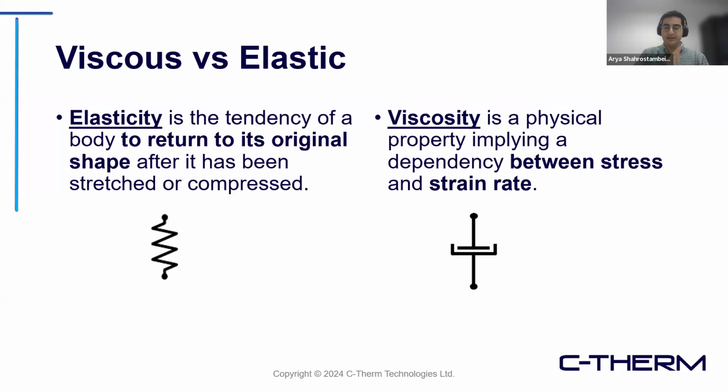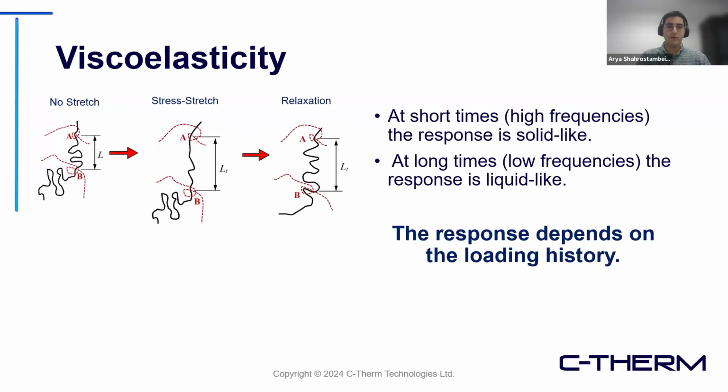And on the other side of the spectrum, we have viscous or viscosity, which is the physical property implying a dependency between stress and strain rate. So by applying different stress rate or strain rate, you get different response and different properties of your material. A very good example of that is dampers.